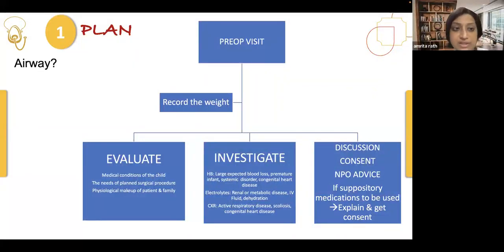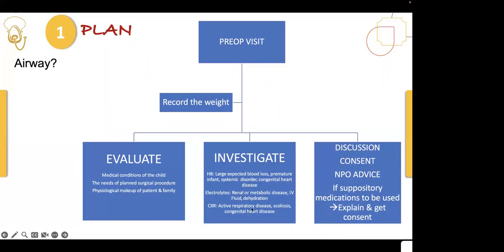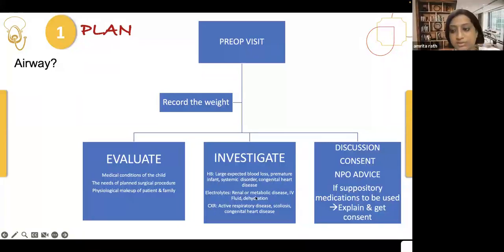However, if this case, as we have mentioned, is IHPS, there are chances of fluid and electrolyte disturbance and blood loss. In that, you are supposed to answer specifically: hemoglobin, electrolytes, and if there is congenital heart disease or a respiratory problem, then you talk about chest X-ray. In the EDAIC exam, if you talk about more investigations, there is not at all a problem.